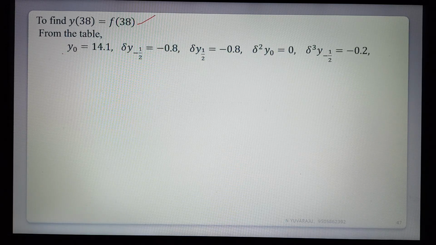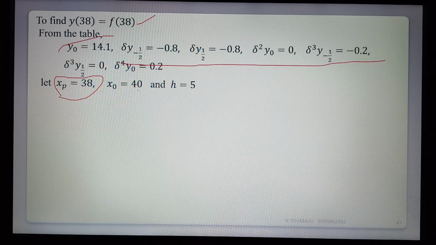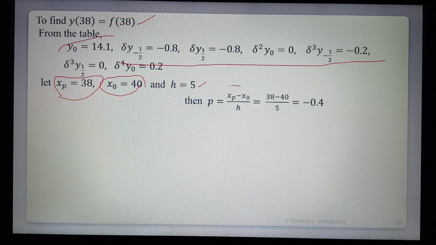We have to find y of 38, that is, the function value f of 38. Let xp be equal to 38, which is near the central point x naught, 40. From the table we write all the values. The step length h of the x values is 5. So p is equal to (xp minus x naught) by h, that is (38 minus 40) by 5, which is minus 0.4.